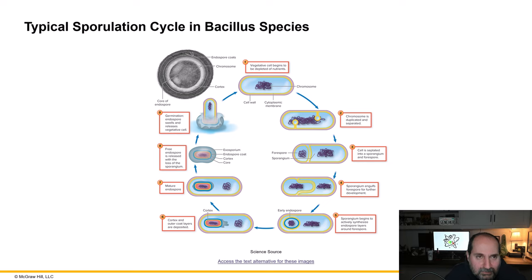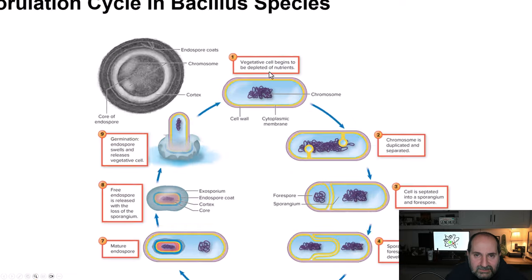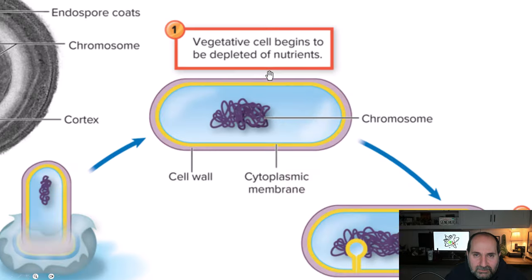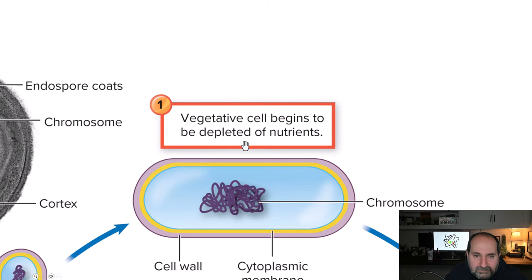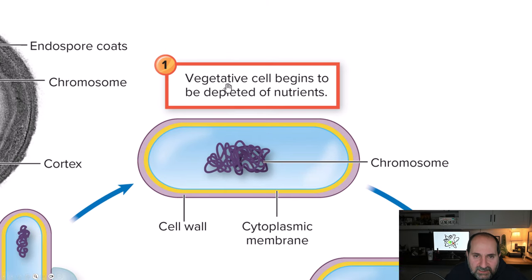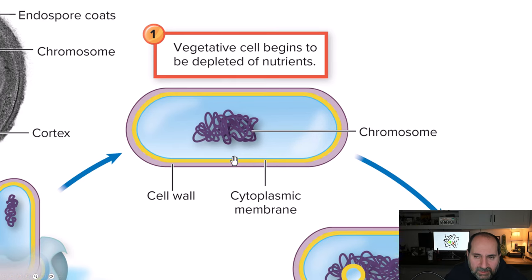Here's the process by which sporulation occurs. It's called the sporulation cycle. So let's go ahead and start from the beginning. In step one, you can see the vegetative or mother cell begins to be depleted of nutrients. This is the vegetative or mother cell. Somehow it's being depleted of nutrients. So there aren't many nutrients around. There's not good food. There's no good source of sugar or food in the environment. So what happens is this triggers sporulation.